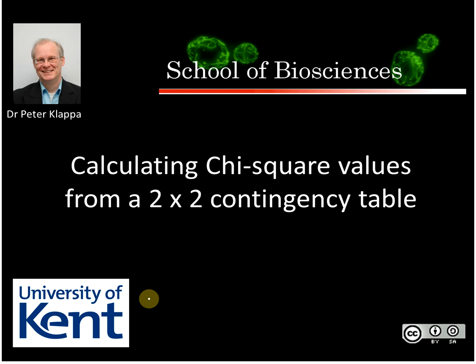Hello everybody, my name is Peter Klapper from the School of Biosciences at the University of Kent, and in this video clip I would like to discuss with you how we can easily calculate chi-square values from a 2x2 contingency table. This is something that we might come across quite frequently when we do, for example, surveys.